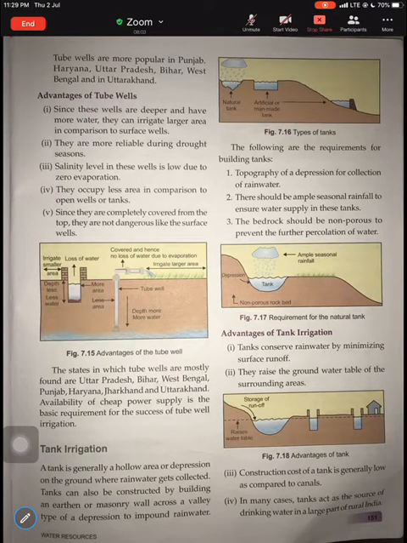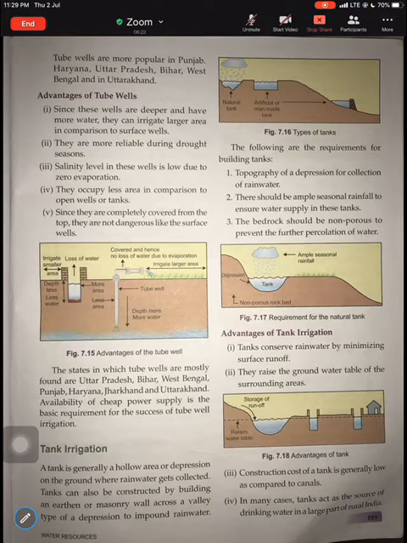Hello everyone. In the previous video, we learned about one common form of irrigation, that is well irrigation. In this video, we will try to cover tank irrigation and canal irrigation along with the different forms of irrigation that is practiced in a country. So let us begin. This is page number 151 from your textbook. Now, what is tank irrigation?